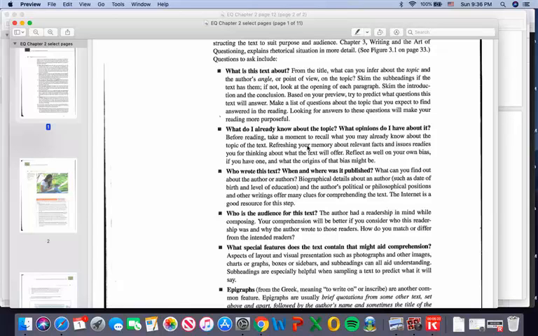Before reading, take a moment to recall what you may already know about the topic of the text. Refreshing your memory about relevant facts and issues readies you for thinking about what the text will offer.